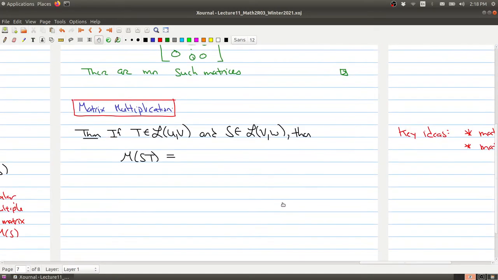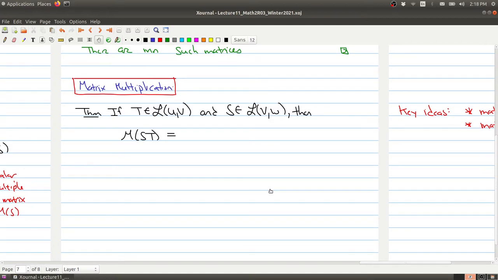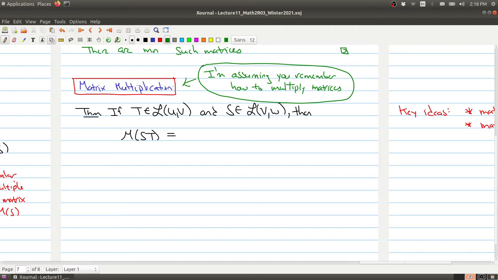Now, one thing that we also learned in Math 1B03 is matrix multiplication. And I'm just going to make the assumption that you know how to multiply matrices. I am assuming you remember how to multiply matrices. If you don't, pause right now, go back and review this, because this is something I'm assuming.